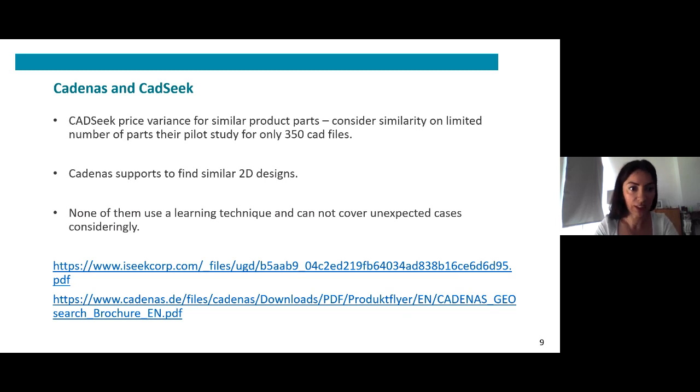So Cadenas also supports finding similar models, but only for 2D design models. So we want to do something also for 3D models because companies don't deal with only 2D designs. So these are some limitations that we realized. Of course, there might be more, some other issues. So we shared some documentation of these tools with you. You can look at it when we share the presentation with you.